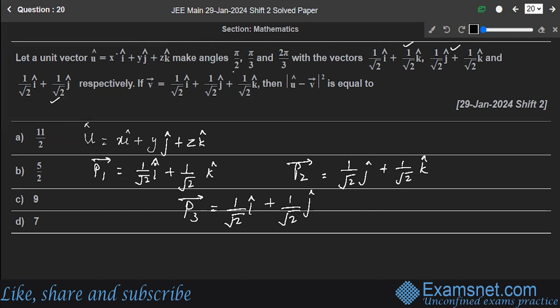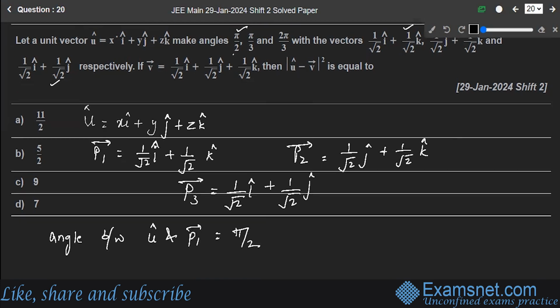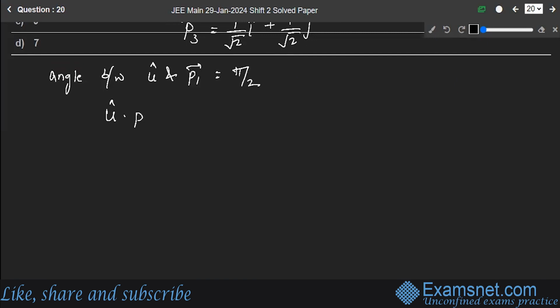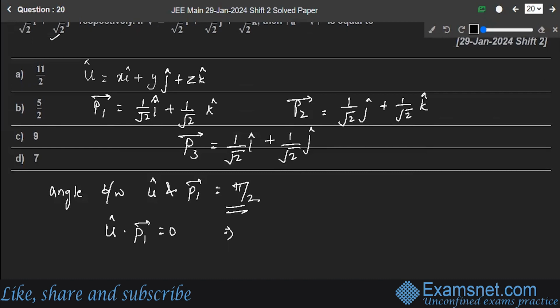Now u and P1 make angle pi by 2. The angle between u and P1 is equal to pi by 2. So the dot product of them is equal to 0 because cos of pi by 2 is equal to 0. This makes x into 1 by root 2 plus z into 1 by root 2 equal to 0. This gives me x plus z is equal to 0. Let's say this is equation 1.